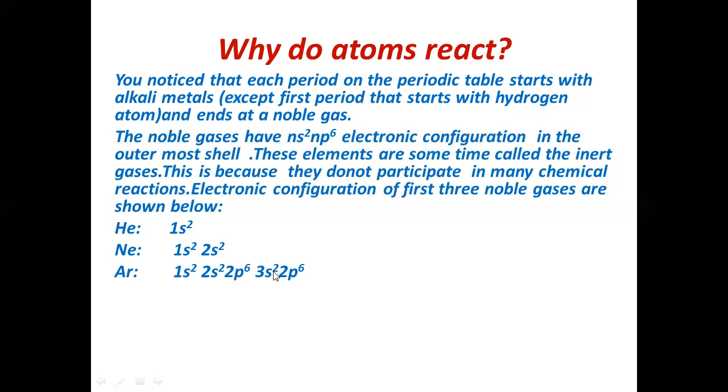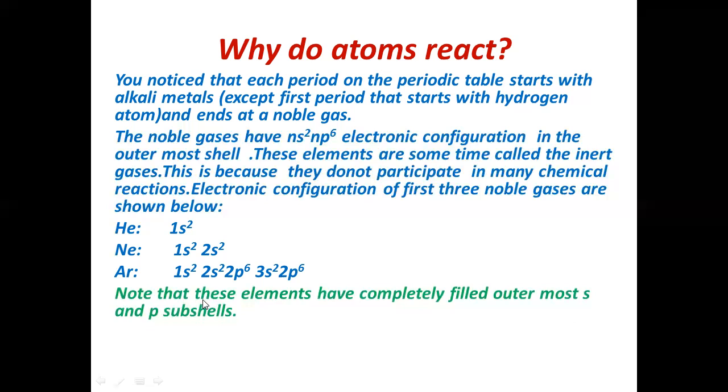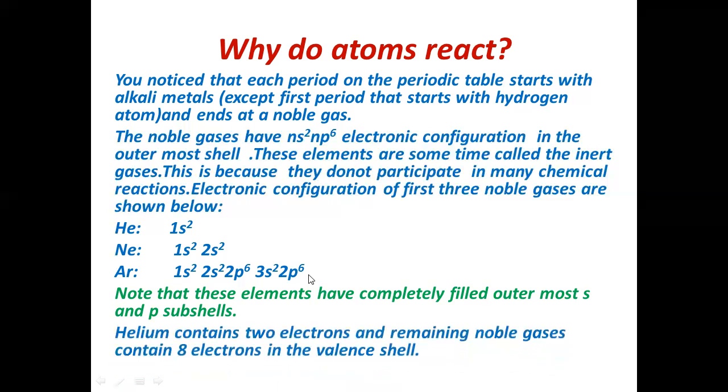Argon is 1s2, 2s2, 2p6, 3s2, and 3p6. So the n value is 3, and in the third shell, 6 plus 2, 8 electrons are present. Note that these elements have completely filled outermost s and p subshells. In helium, the s subshell is completely filled, while in neon and argon, the p subshells are completely filled. Helium contains 2 electrons and the remaining noble gases contain 8 electrons in their outermost shell or valence shell.